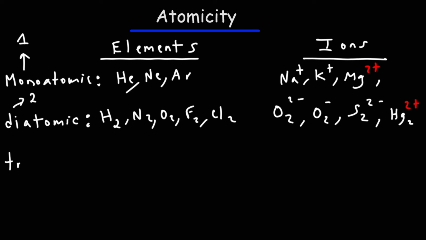Now, what about triatomic elements and ions? Do we have any examples of these? An allotrope of oxygen is ozone, O3. So that's triatomic. We have 3 atoms in a single molecule. Now, the most common triatomic ion is the triiodide ion, I3-. So basically, when you have I2 reacting with I-, these two will get together to form I3-.